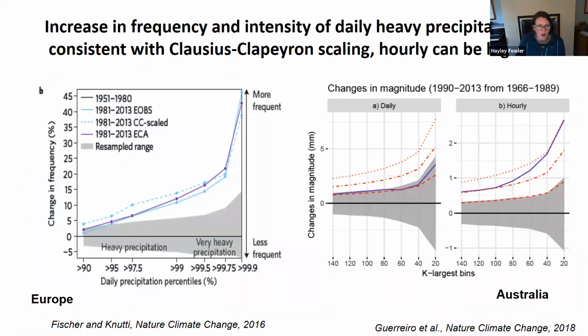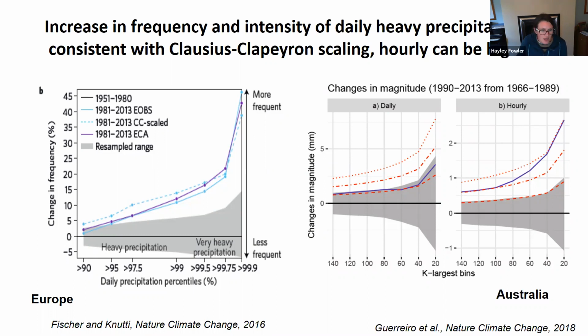And what we know so far in terms of this expectation of change in heavy rainfall from studies that have been done is that increases in the frequency and the intensity of daily heavy precipitation and longer durations is consistent with Clausius-Clapeyron scaling. And there was a paper published by Erich Fischer and Reto Knutti in Nature Climate Change in 2016. And you can see that figure on the left there.